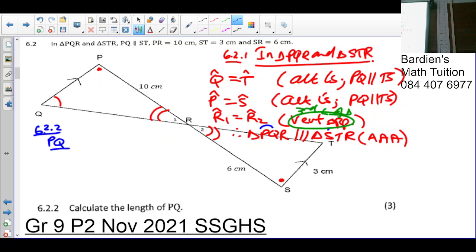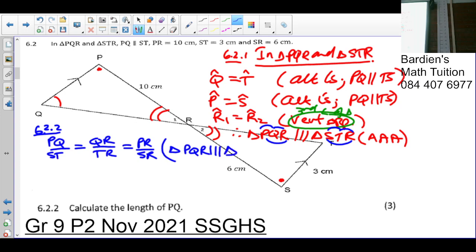over ST equals QR over TR equals PR over SR. Why? Because sides are in proportion, or we can say that triangle PQR is similar to triangle STR. Okay. So now we fill in what is needed. We need to calculate firstly PQ.